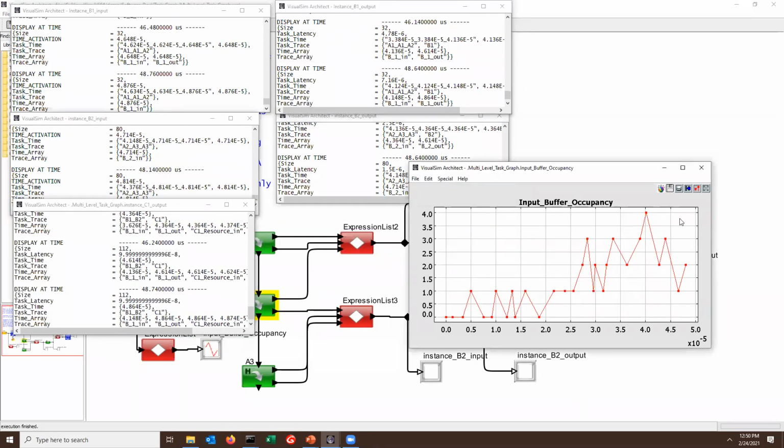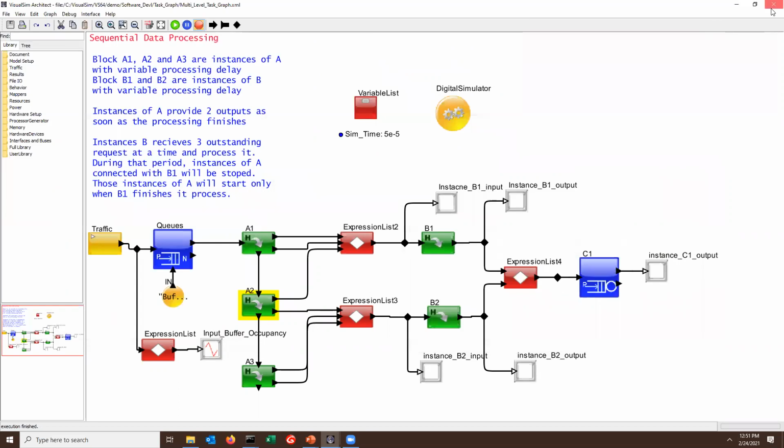So what you're seeing now is different changes in the traffic rate, the buffer size, the latency of each of the tasks, the ending operation. All of those seem to have a significant difference in how the buffer occupancy happens. So the scheduling, the mapping, the dependencies, all play a significant role in how you decide on the behavior of your task in terms of the buffering, the latency, the power consumption, all of these kinds of attributes.